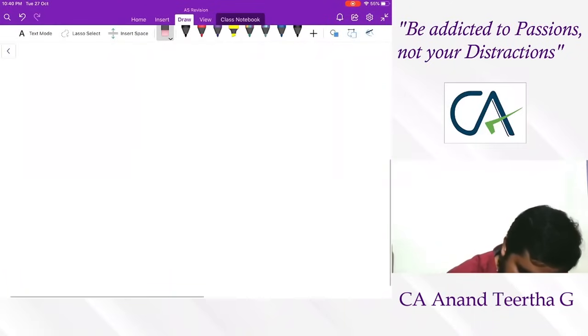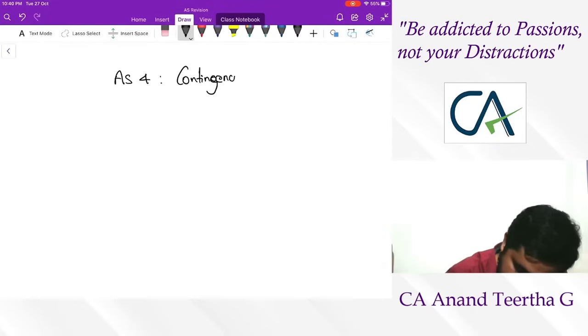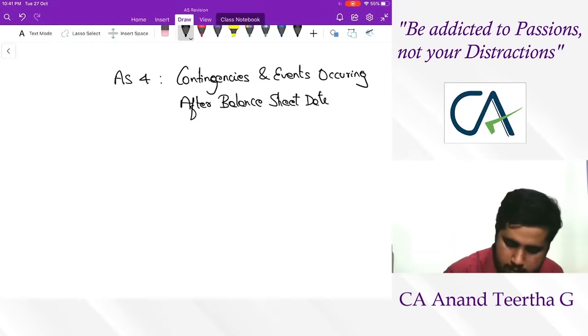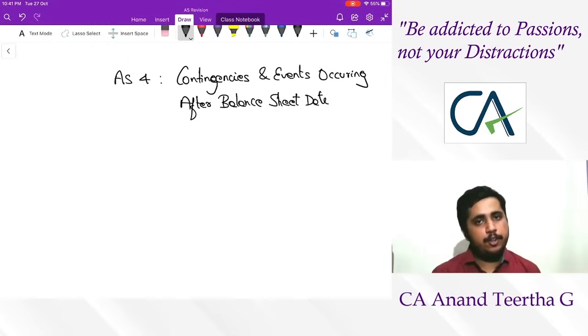With AS4, contingencies and events occurring after balance sheet date. So the title of AS4, which we have to bring whenever you deal with the standard answers. In the accounting standard answers, if you are bringing up, bring the title as well. So the title is contingencies and events occurring after the balance sheet date.